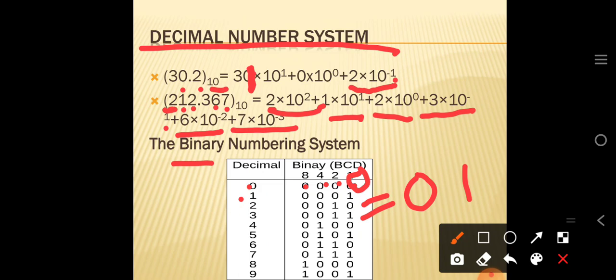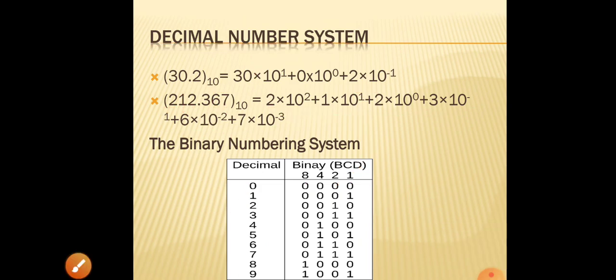Then decimal number 4 is represented as 0 1 0 0. Decimal number 5 is represented as 0 1 0 1. Decimal number 6 is represented as 0 1 1 0. 7 as 0 1 1 1. 8 as 1 0 0 0 and 9 as 1 0 0 1. Okay, so this is the binary representation of decimal numbers.